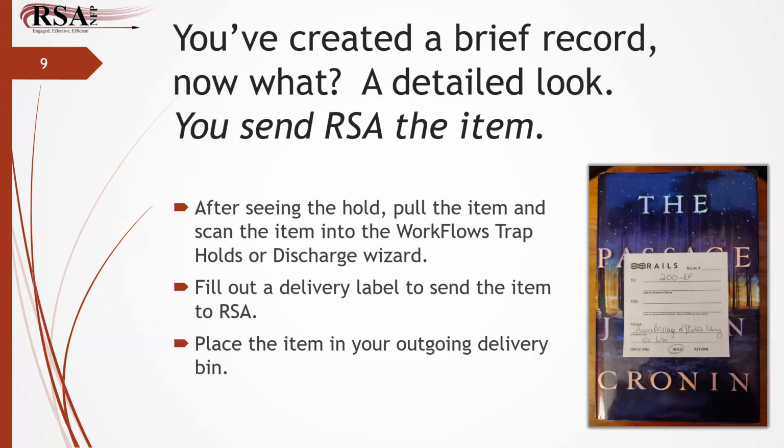Finally, circle hold in the Circle 1 area. When that's done, place the item in your outgoing delivery bin. Rails will pick it up on your next regularly scheduled delivery day.